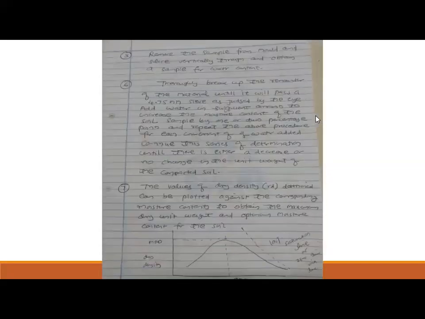Okay. So some remarks are there. What are those remarks? The peak point of the compaction curve is the point with the maximum dry density. I have already told you that this peak point is called the maximum dry density, and its corresponding point on the x-axis is called the optimum moisture content.